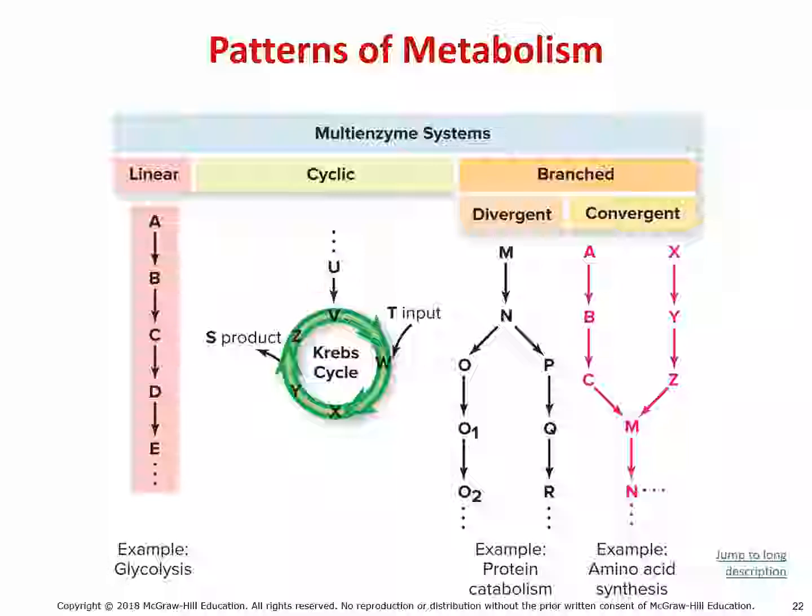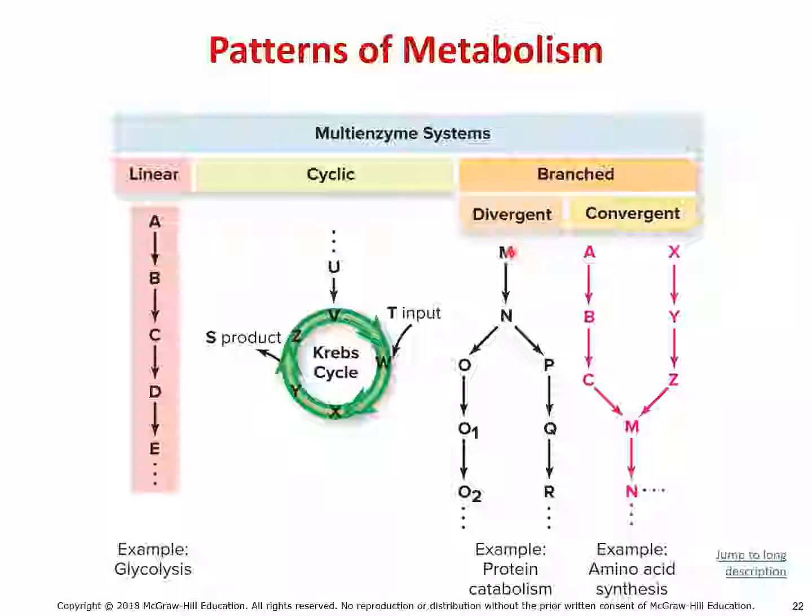So in the cyclic event, notice again as stuff comes in, enzymes take and convert them to new things, and new things, and new things, and new things. But notice at some point, the incoming stuff is combined with the outgoing, and we start the whole process again. A good example of this would be something like the Krebs cycle, which we'll discuss in a bit.